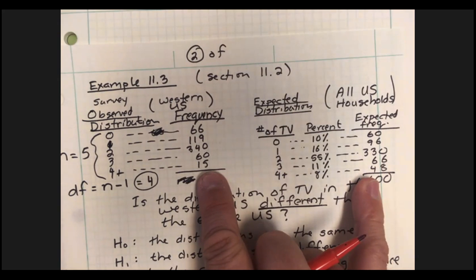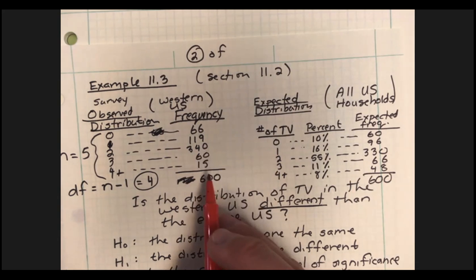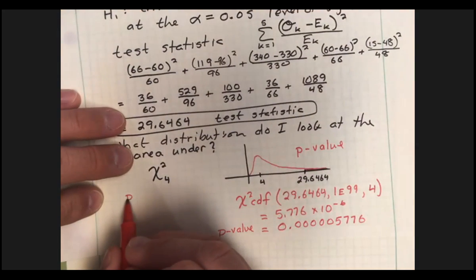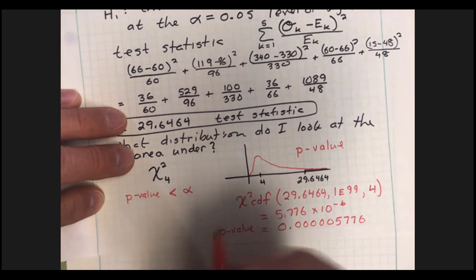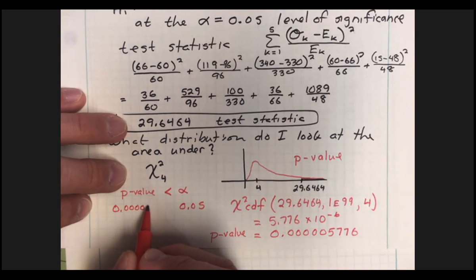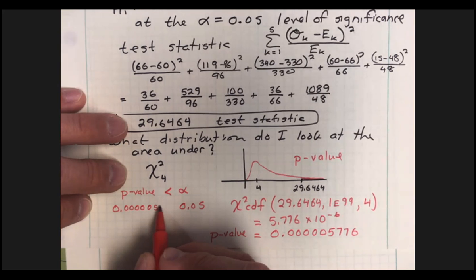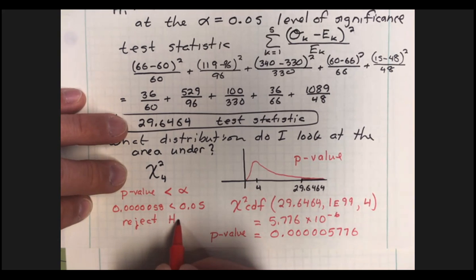What does that mean? It's very unlikely that these distributions are actually the same. They almost look the same at two televisions, right? 330 versus 340, but noticeably different households with one television and noticeably different households with four or more televisions. So I compare the p-value to alpha. My alpha is bigger. Alpha was 0.05. The p-value was 0.00000 with a 5.8, even rounded off there. So this is very unusual. I reject the null hypothesis.